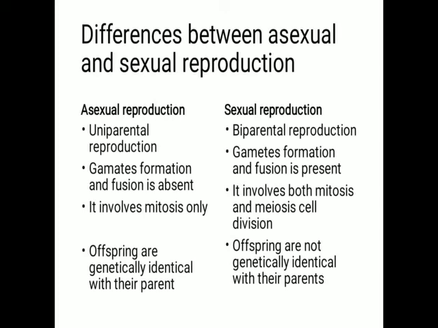In case of asexual reproduction, only mitotic division occurs, and in sexual reproduction, both types of cell division, that is mitosis and meiosis, occur. By asexual reproduction, the offspring formed are genetically identical with their parent, and they show absence of variation as well as evolution. But in case of sexual reproduction, offspring are not genetically identical with their parents. Therefore, they show variation, and after many years, evolution may occur. So these are the various differences between sexual and asexual reproduction.